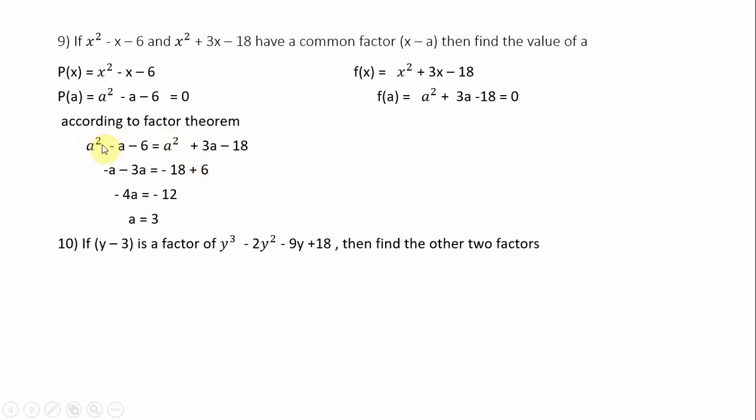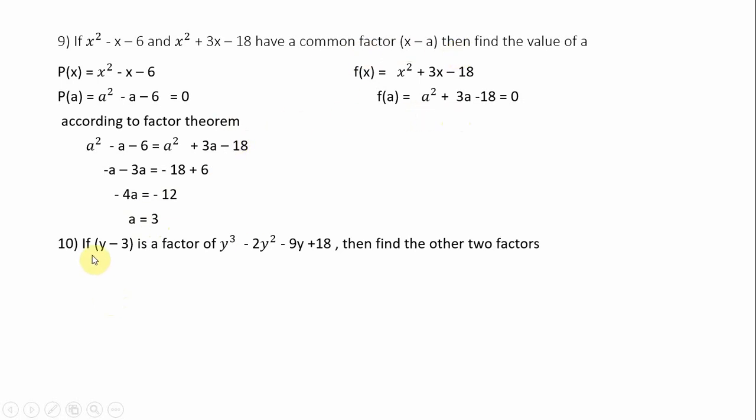Now a square gets cancelled. So minus a minus 3a is equal to minus 4a. Minus 4a is equal to minus 18 plus 6 is equal to minus 12. So minus 4a is equal to minus 12, a is equal to 3. You got the answer now? Common factor means nothing else. If you know anything as a common factor, you have to substitute it.